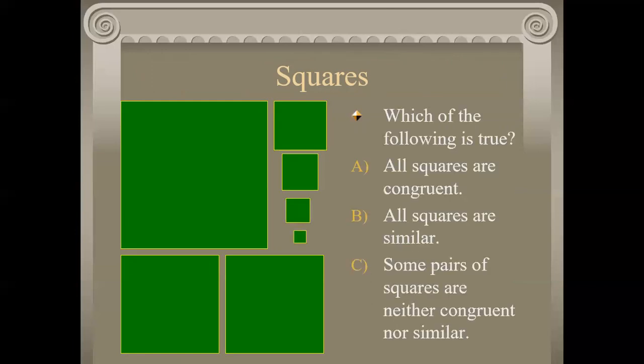Squares. Different sizes of the same squares, so they are similar. Squares, which of the following is true? All squares are congruent. All of them are not congruent because they don't have the same size. All squares are similar. Yes, they are similar. Some pairs of squares are neither congruent nor similar. No, all of them look like that. All of them are similar.